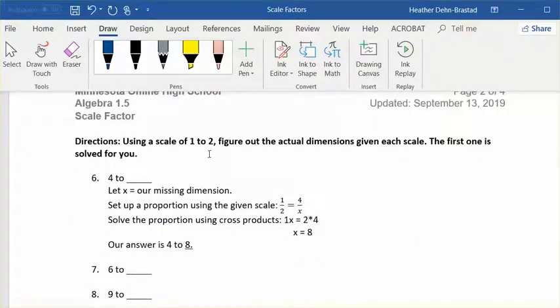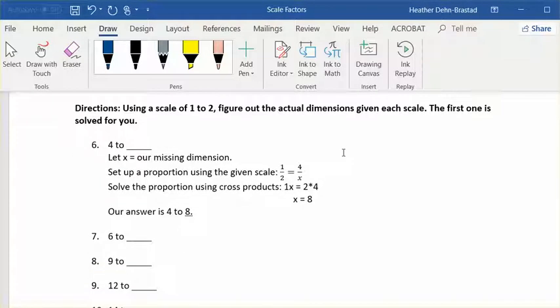It says, using a scale of 1 to 2, figure out the actual dimensions given each scale. And I solved this one for you. So it says 4 to what would be equal to a scale of 1 to 2. So we're going to let x be our missing dimension. We're going to do this very similar to the last one, except this time the x, the unknown, is the bottom number of our second ratio. So 1/2 equals 4 over something. We're not sure what yet. And then you can solve this using proportions, using cross products, or you can use mental math to solve this as well. So our answer for up here would be 4 to 8.